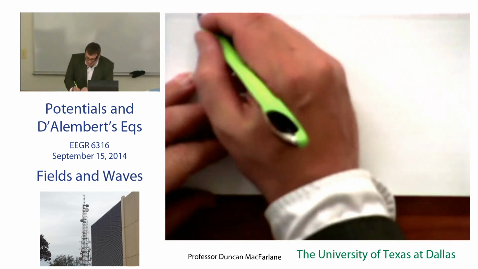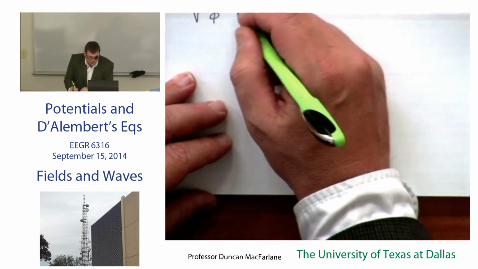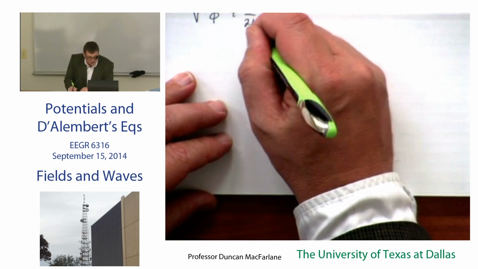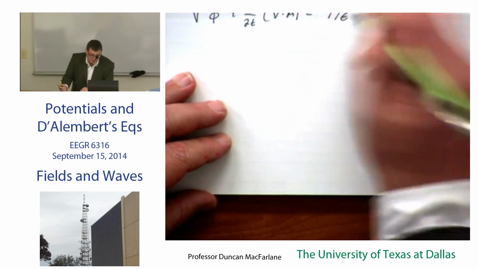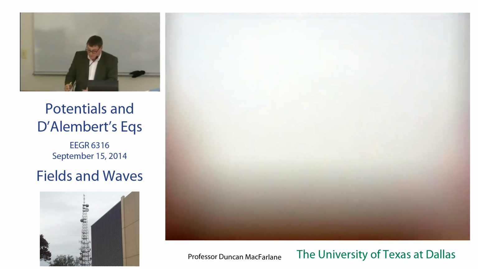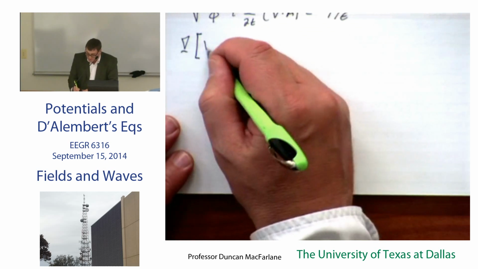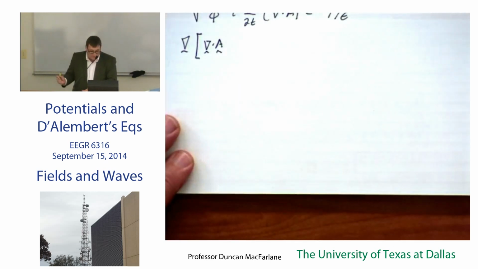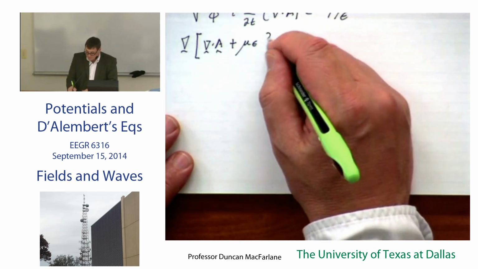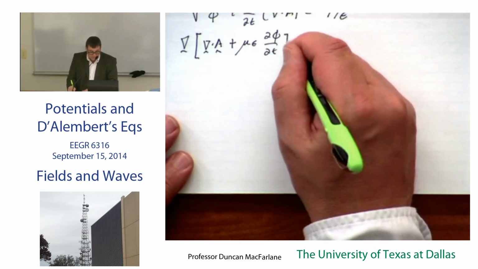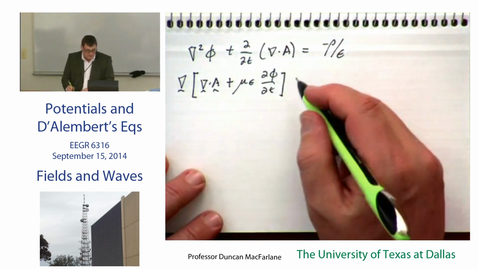We had del squared phi, I think I was using, plus del by del t, the divergence of A, is equal to minus rho over epsilon. And then the other equation was the gradient of the divergence of A. Boo hiss on that term, it's ugly and messy. All the cross terms.